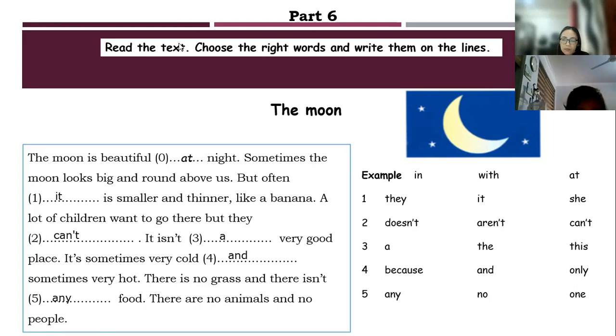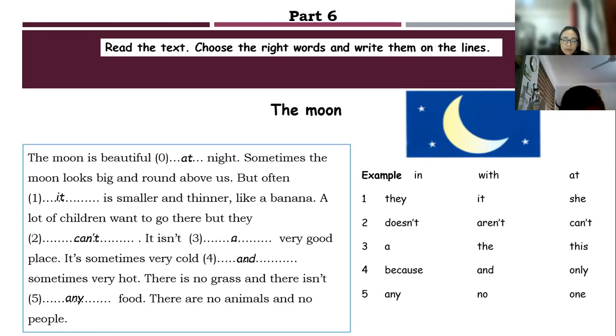Teacher, I'm done. Okay, can you read it, baby? The moon. The moon is beautiful at night. Sometimes the moon looks big and round above us, but often it is smaller and thinner, like a banana. A lot of children would want to go there, but they can't. It isn't a very good place.